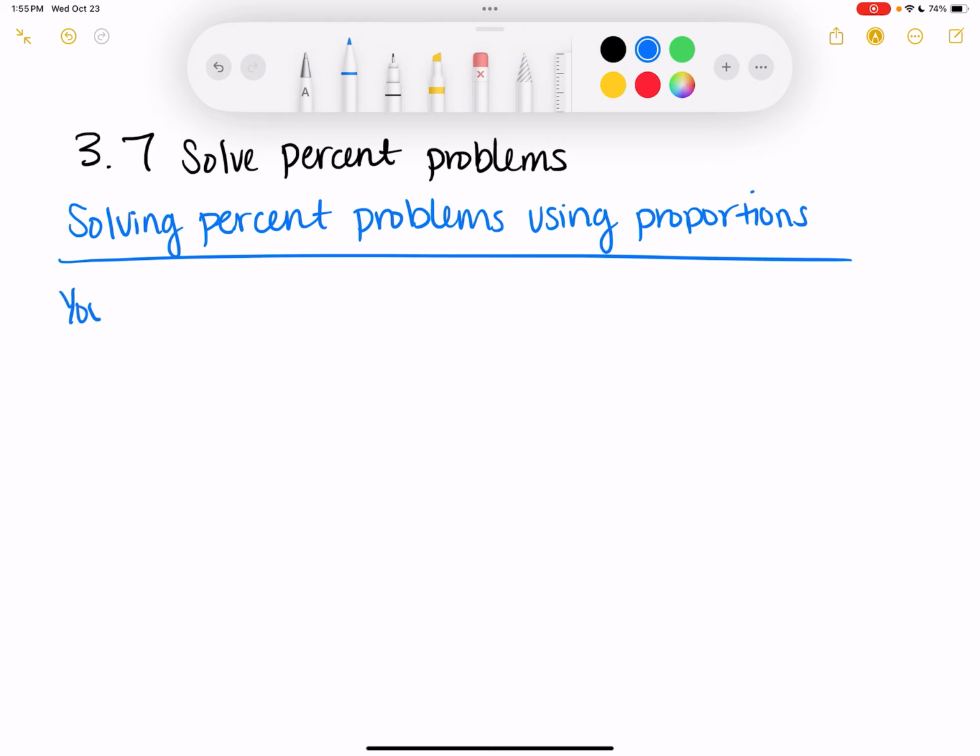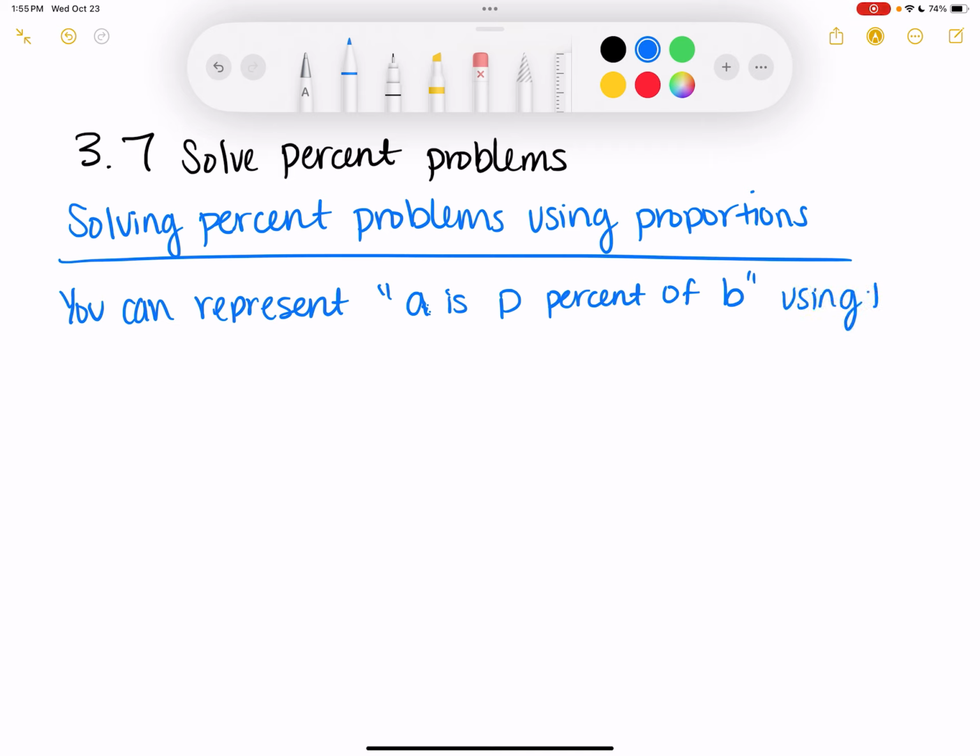So you can represent A is P% of B using the proportion A over B equals P over 100.